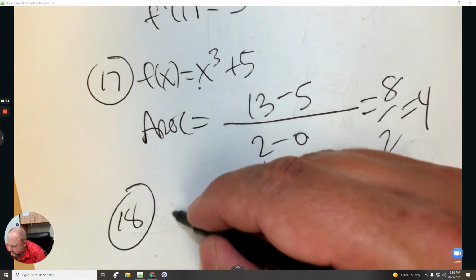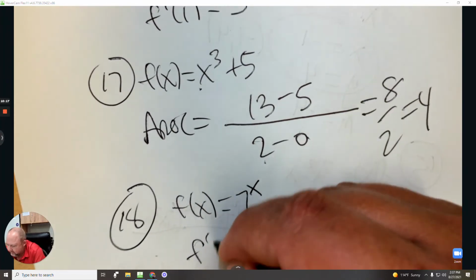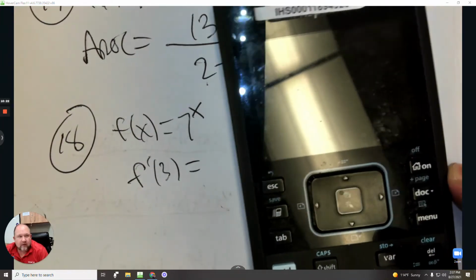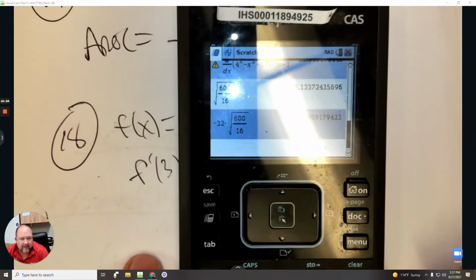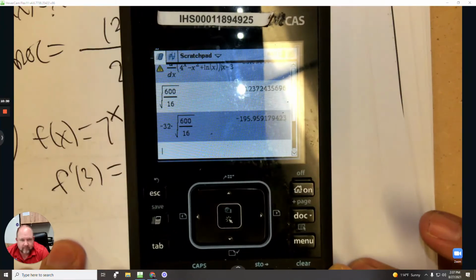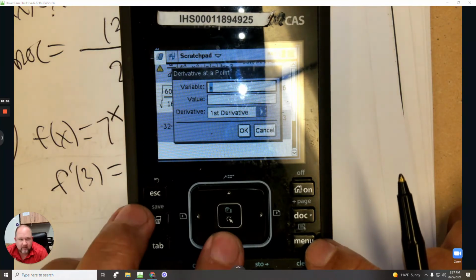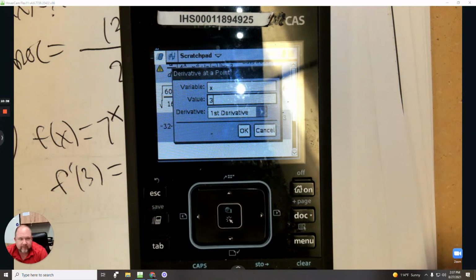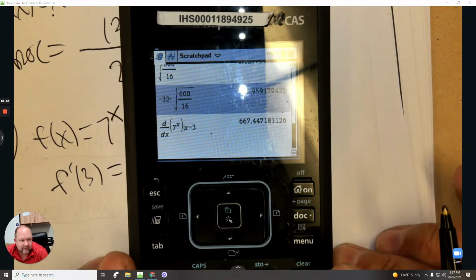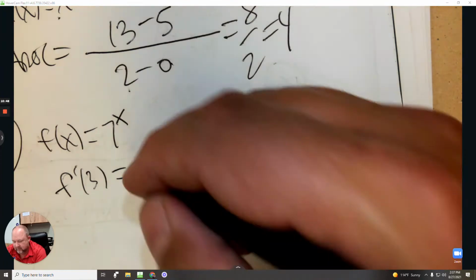Use a calculator. Now we're talking. And we're going to take the derivative at 3. Let's do that. So how do I do that? I press menu, calculus, derivative at a point, and we want it when x is 3. And then you type it in, 7 to the x, and then go control enter, and you get 667.447, and there's your answer.